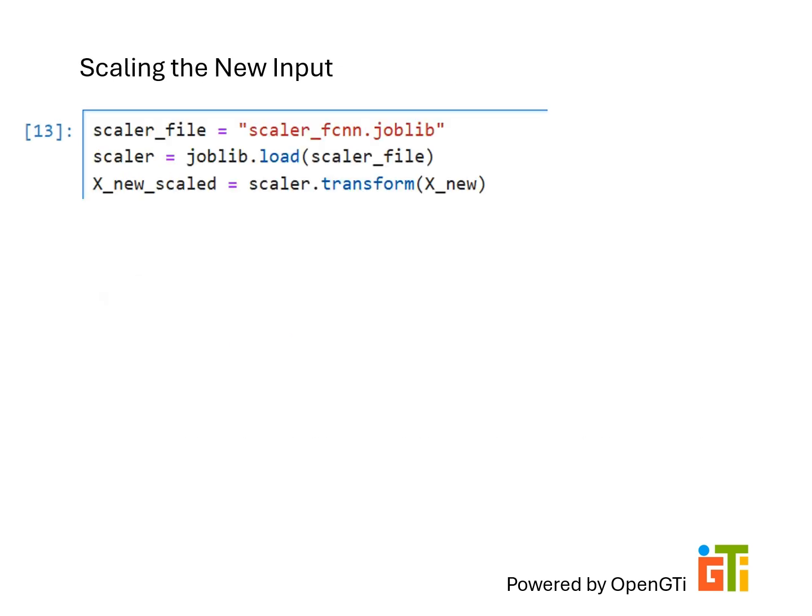Because we used a standard scaler on our training data, we need to apply the same scaling to any new input. We load our saved scaler, then transform the new input using scaler.transform(X_new). Consistent scaling is crucial for valid predictions.